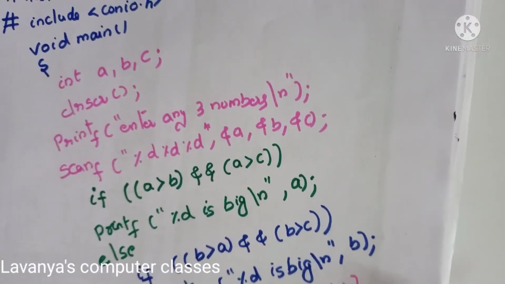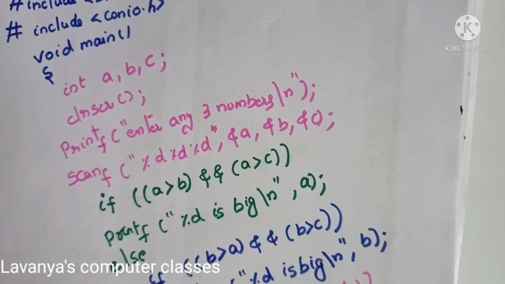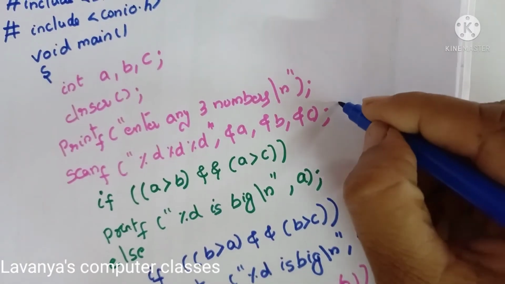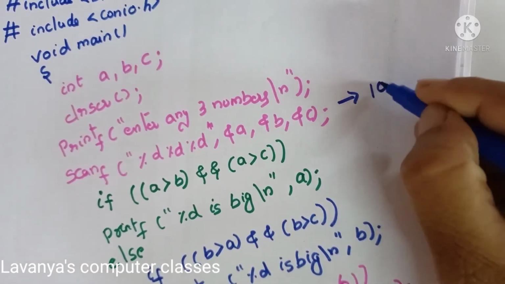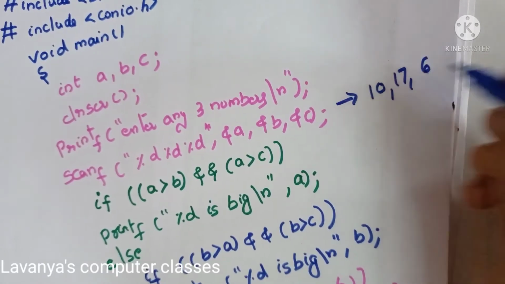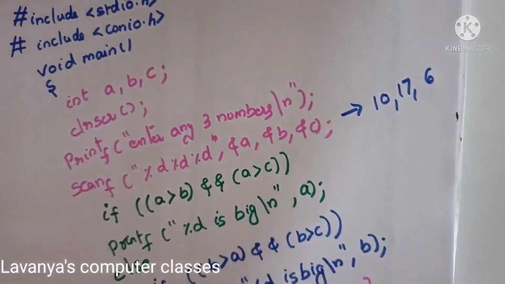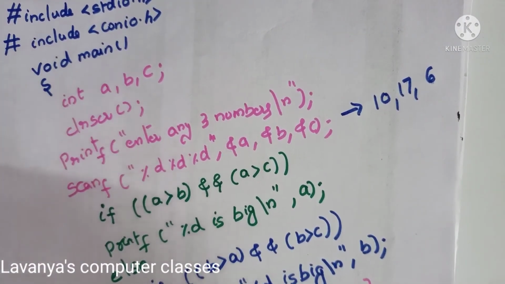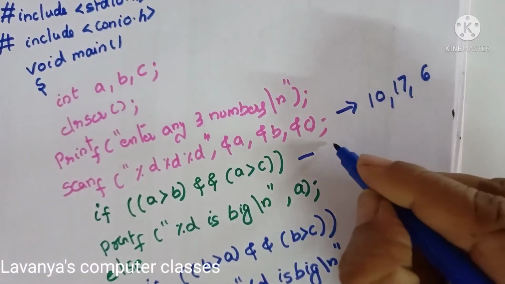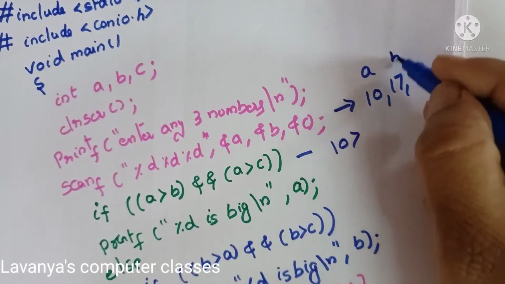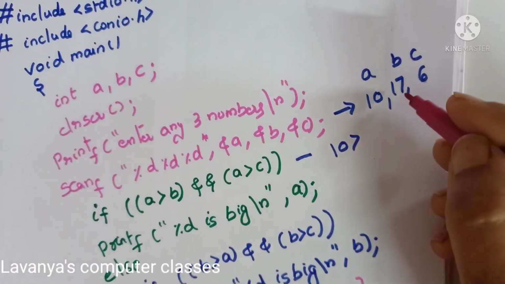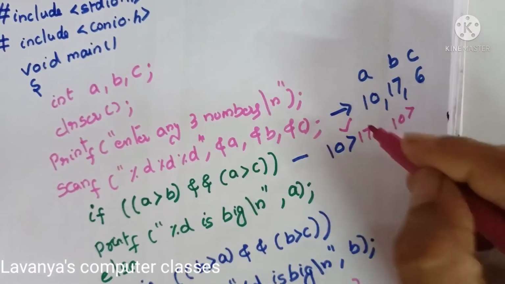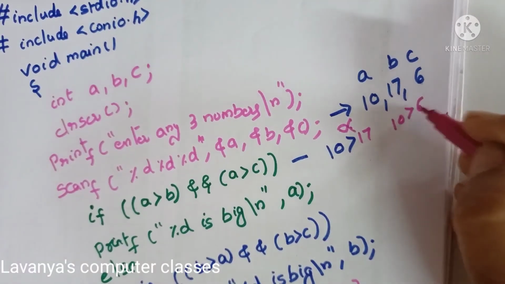Now I will explain with this. This is the program in C language for the biggest of three numbers. Now we will take some example numbers and I will explain with them. Enter any three values A, B, C. For example, I will take the numbers 10, 17, then 6. Now we will go for evaluation. First we go for the first line. A greater than B: 10 greater than 17 is false. And the second one, 10 greater than 6, is true.